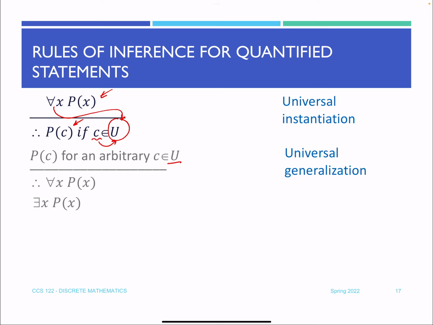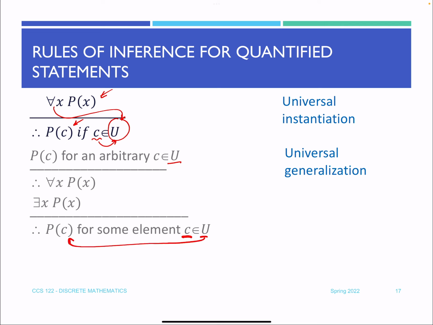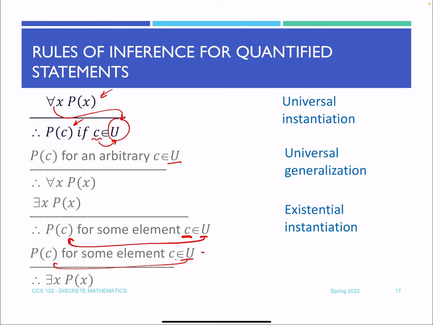And then we have another one. For some x, P of x. This means that, therefore, P of c is true for at least one element c out of all possible elements that could be passed to the predicate as an argument. This is called existential instantiation. That's kind of going the other direction, starting with P of c is true for some element c out of U, the universal set. That means, therefore, for some x, P of x is true. This is called existential generalization.